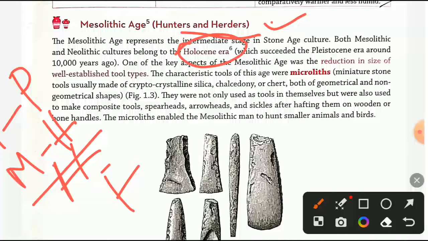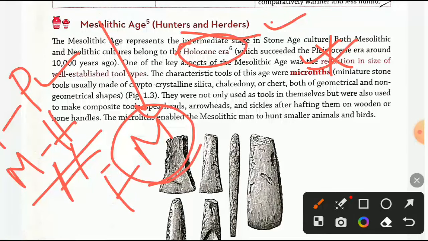The key aspect of the Mesolithic age was the reduction in size of well established tool types. Tools got very small in size and got their shape. The characteristic tool of this age was the microlith, which is very important. You can remember it by M: Mesolithic, microliths. The tools were smaller in size.